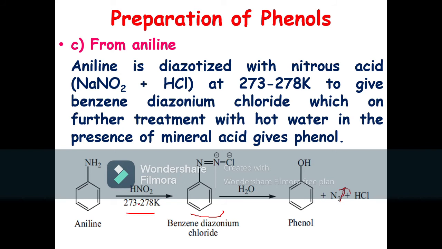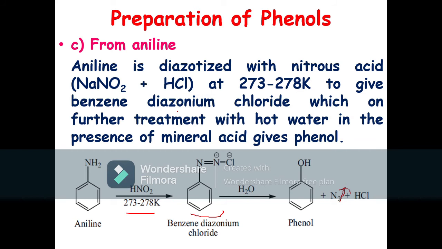At 273 to 278 Kelvin temperature, it gives benzene diazonium chloride, which on treatment with hot water gives phenol. What is diazotization? It is an aromatic reaction between a primary amine and nitrous acid to give the diazo compound. Here N double bond N is the diazo group. It is called the diazo compound. Here it is benzene diazonium chloride. It is called diazotization.